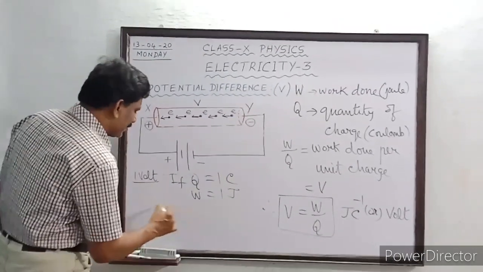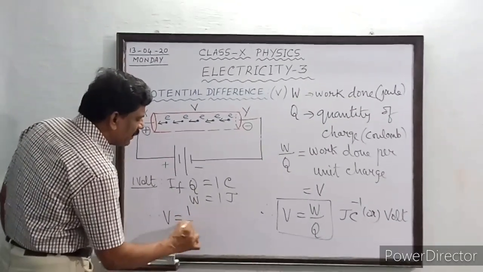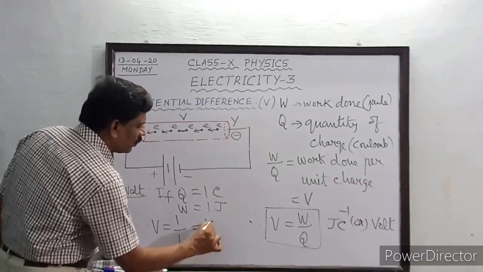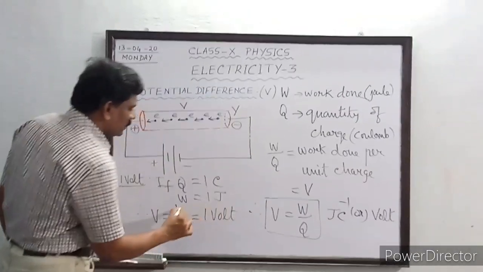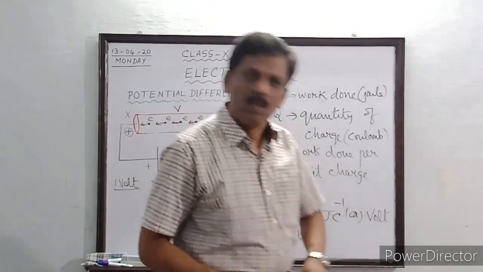Yes, your guess is correct. Therefore, what is V equal to? That is 1 divided by 1, that is equal to 1 volt. So this is 1 joule divided by 1 coulomb, which is also equal to 1 volt.